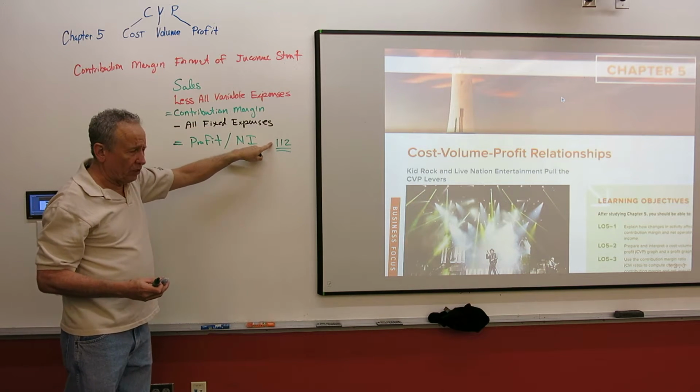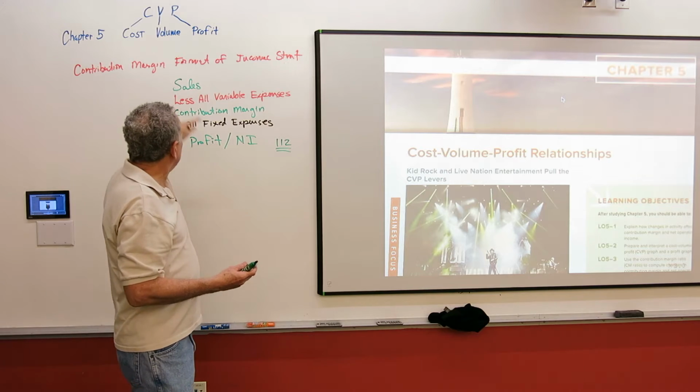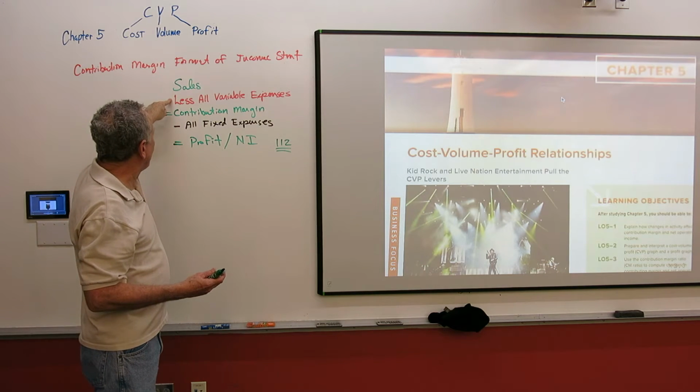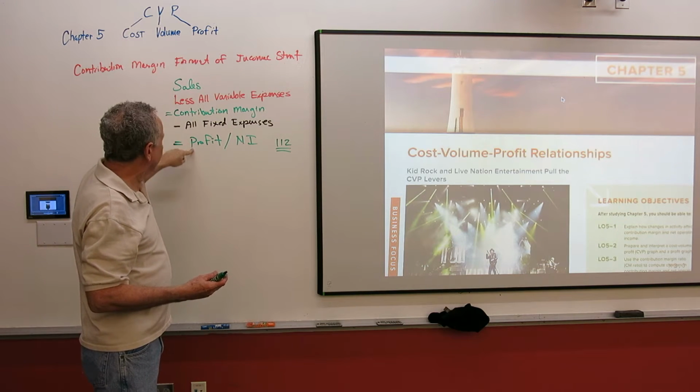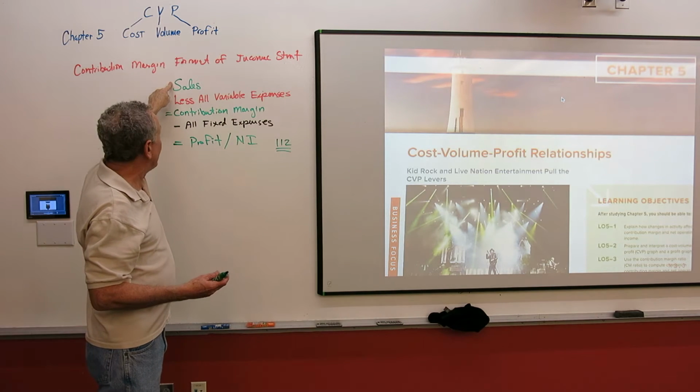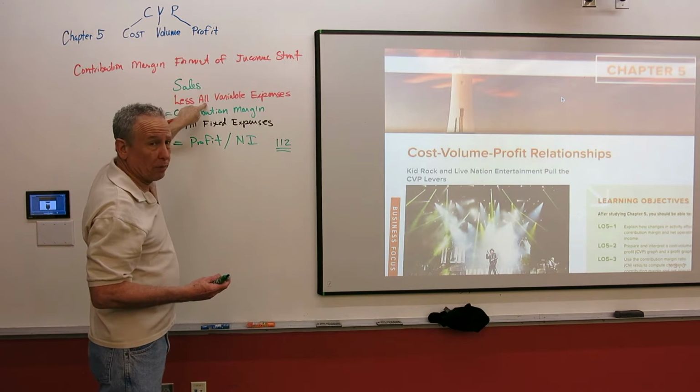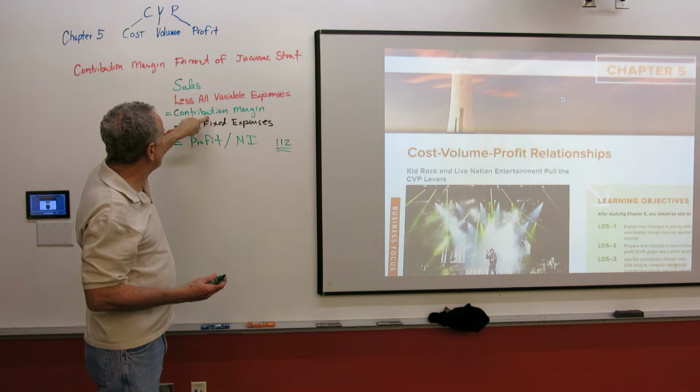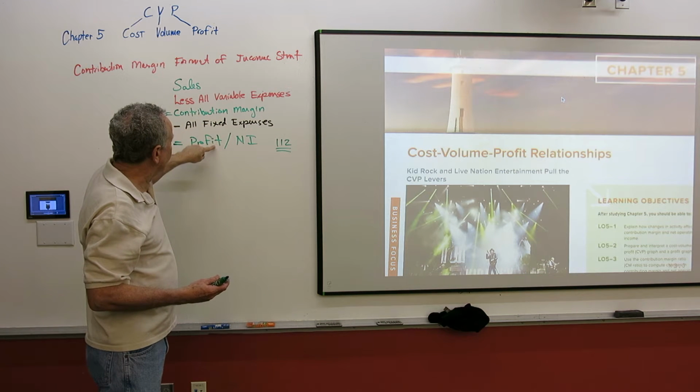In 1.1.12, you learned how to do it functionally. You'd say sales, less cost of goods sold, less selling, administrative, gives you net income. We're not going to do it that way. We're going to say sales less variable by behavior gives you contribution margin, then less fixed gives you profit.